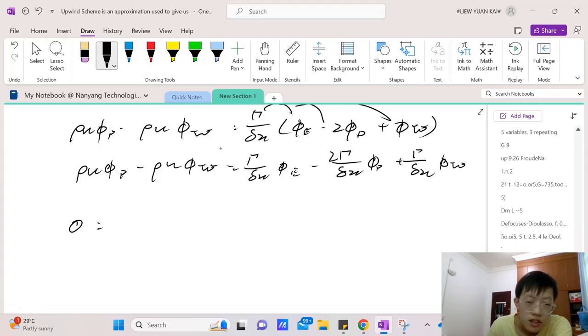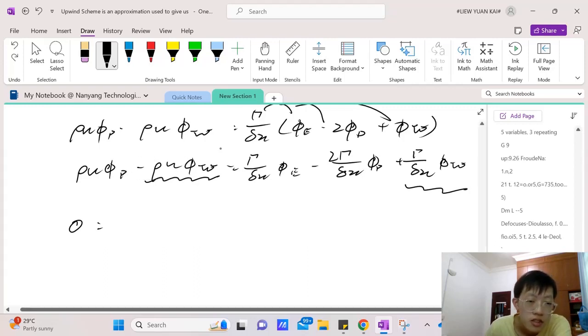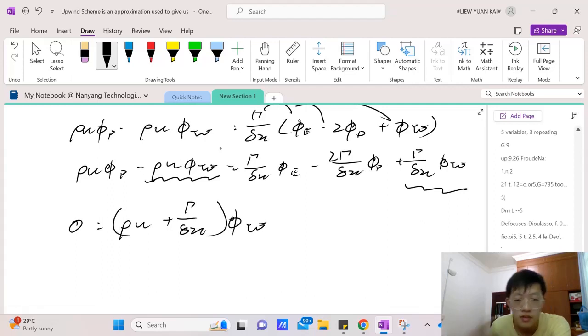Now let's start with the W terms. So we have phi W here and another W here. So you see, this negative will become positive. So positive rho U, and then this plus gamma over delta X. Then we factorize out the phi W.